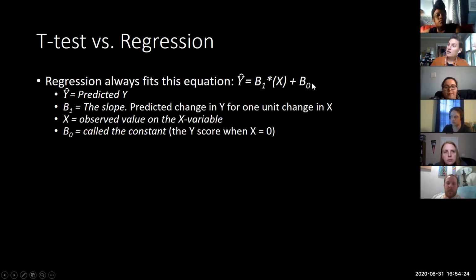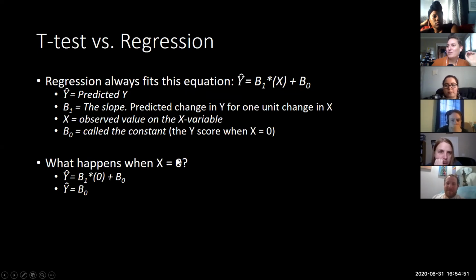So it looks like this. Here is the basic regression equation. We have a Y hat, that means predicted Y, and that's equal to a slope variable times the X plus B0, which is the constant. It's the Y score when X equals 0, which is why they call it the B0. Because look, what happens if I plug in a 0 for the predicted X value? My Y hat is going to be equal to my B0.